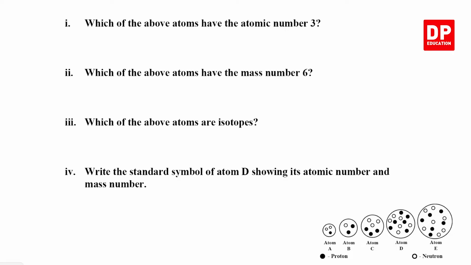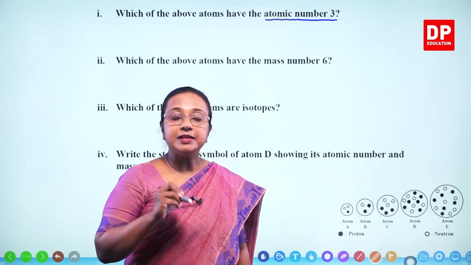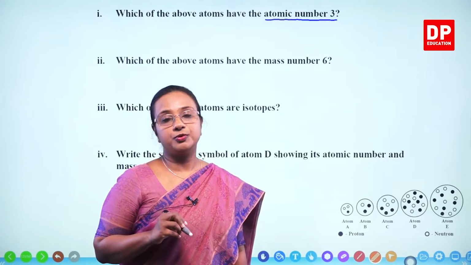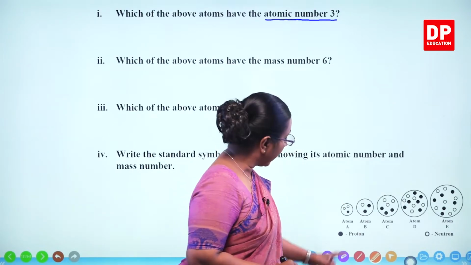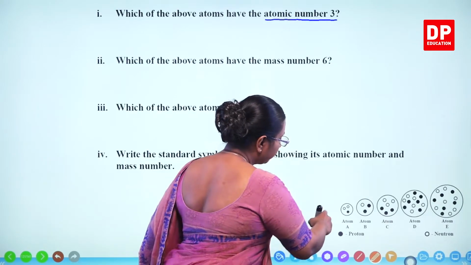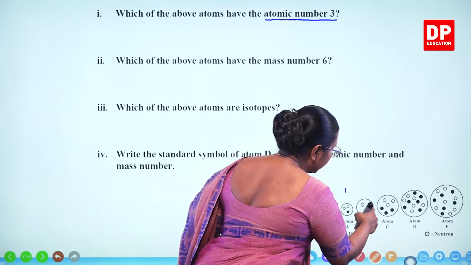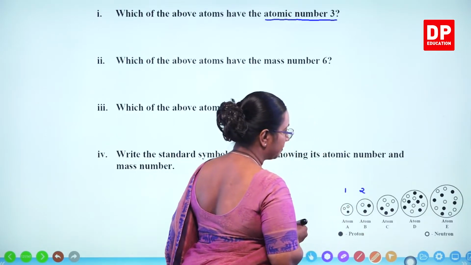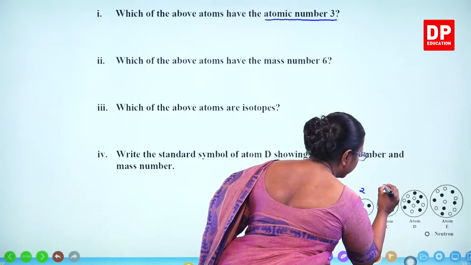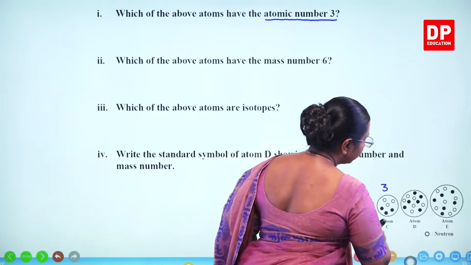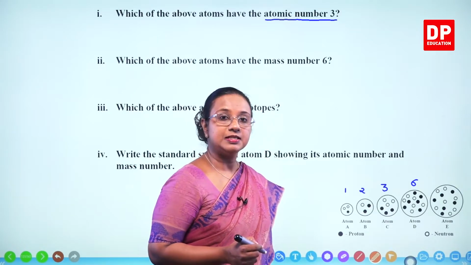Which of the above atoms have the atomic number 3? So we need to find the atomic number. Atomic number is what? The number of protons present in an atom. So if we look at this picture, you can see the different nuclei and the number of protons present. In the first one, there is only one proton because there is only one shaded circle. Then atom B has 2 protons. So atomic number 2. Atom C has 3 protons. So it's a different atom with atomic number 3. Then in atom D, there are 2, 4, 6 protons. So that's atomic number 6.